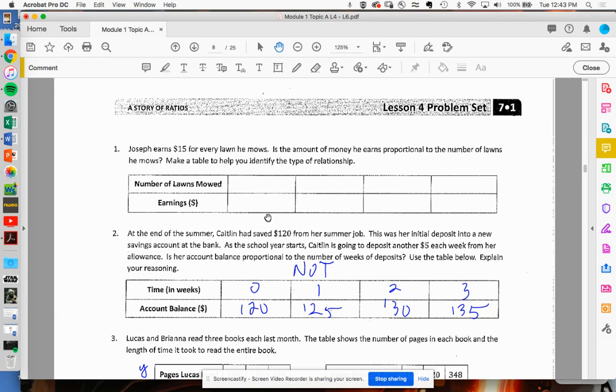Well, if he mowed 1 lawn, how much money do you get? 15. 3 lawns, how much money does he get? $45. What depends on what in this situation? The amount of money you get or earn depends on how many lawns you mow. What if you mow 0 lawns? $0. What if you mow 20 lawns? You get paid a lot of money, 20 times 15. So again, that K value is consistent, so it is proportional.